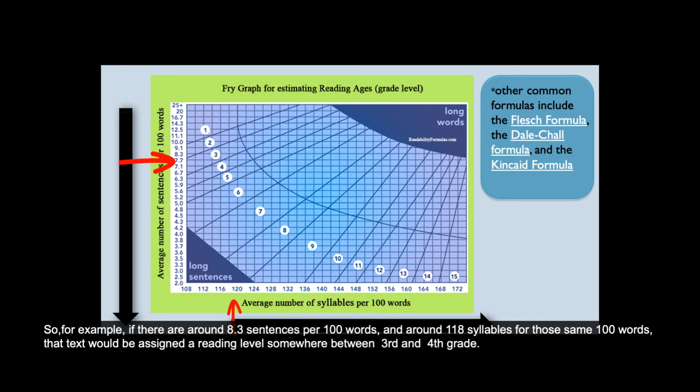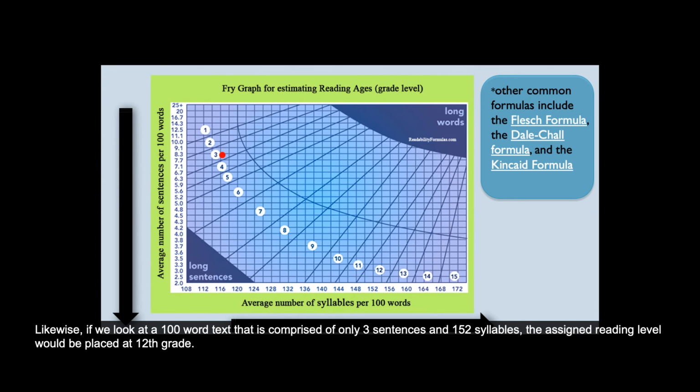those same 100 words, that text would be assigned a reading level somewhere between 3rd and 4th grade. Likewise, if we look at a 100-word text that is comprised of only 3 sentences and 152 syllables, the assigned reading level would be placed at 12th grade.